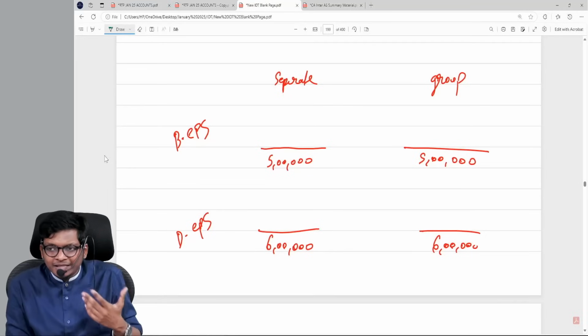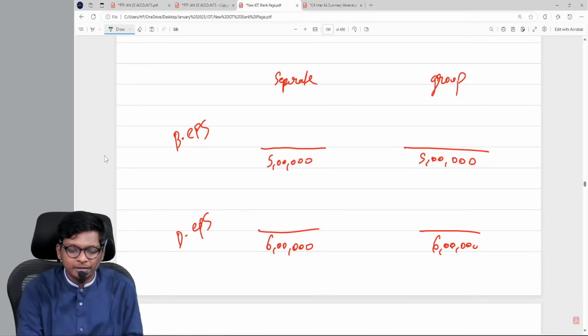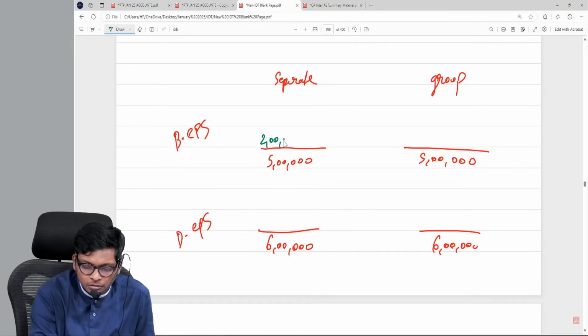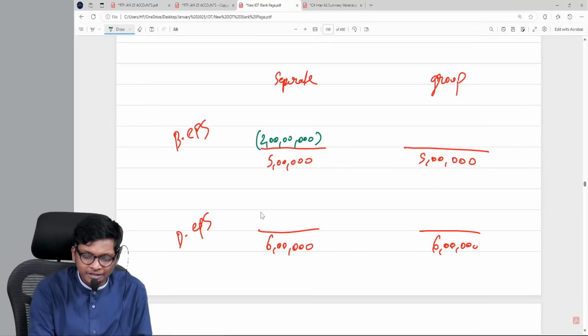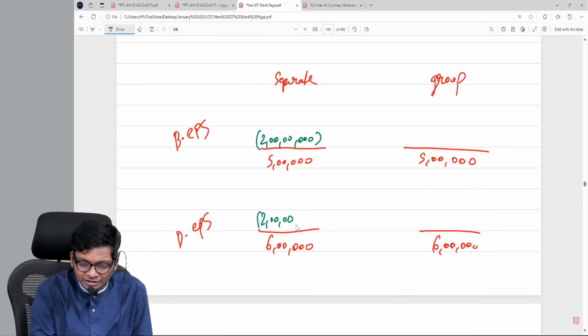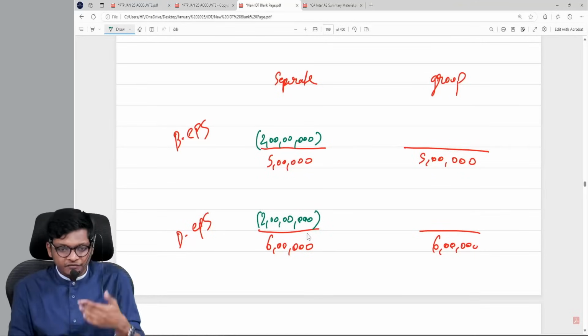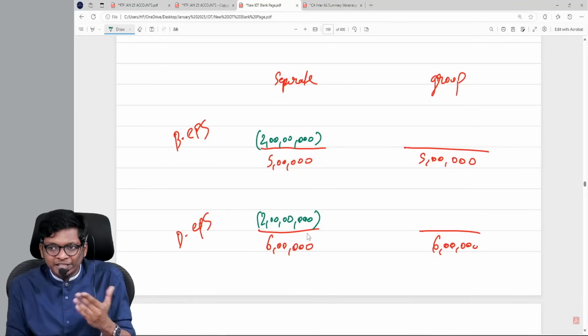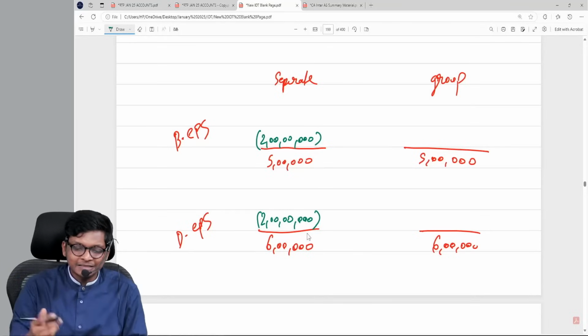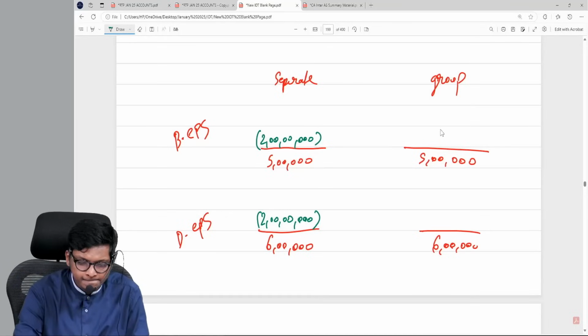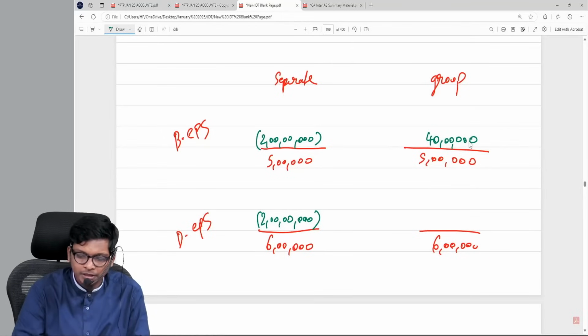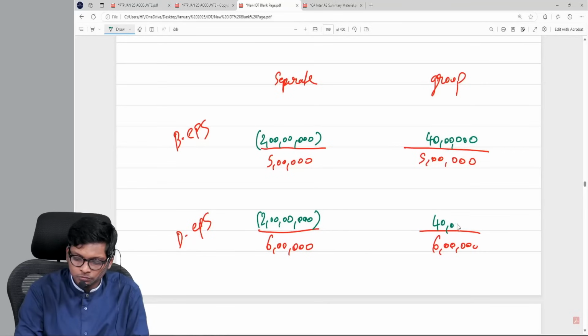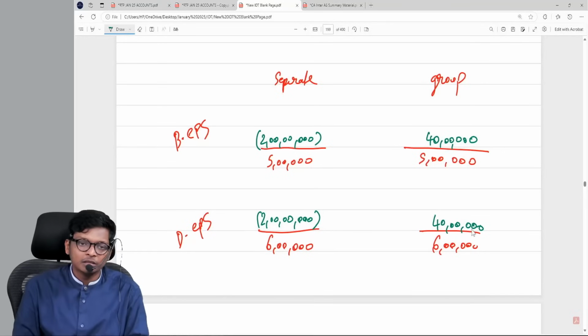Now I have to write the income. For separate FS, income is 2 crores in loss. Income will continue the same over here because there is no change in income. If there is a change, then it will come here. Because there is no change, only the denominator is changing. Same way for the group, 40 lakhs is the income. Here also 40 lakhs is the income.